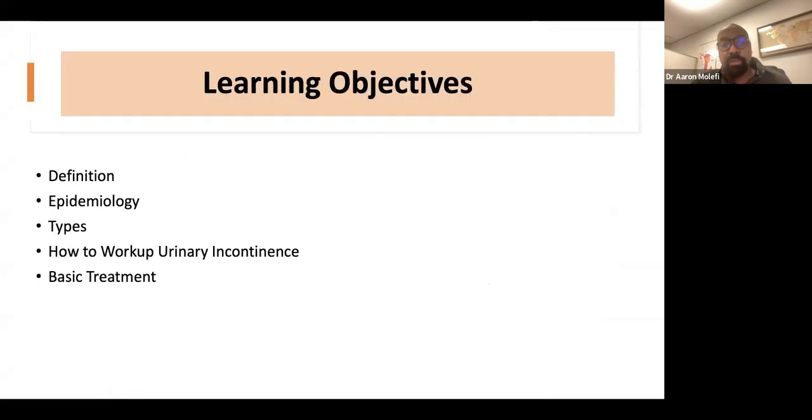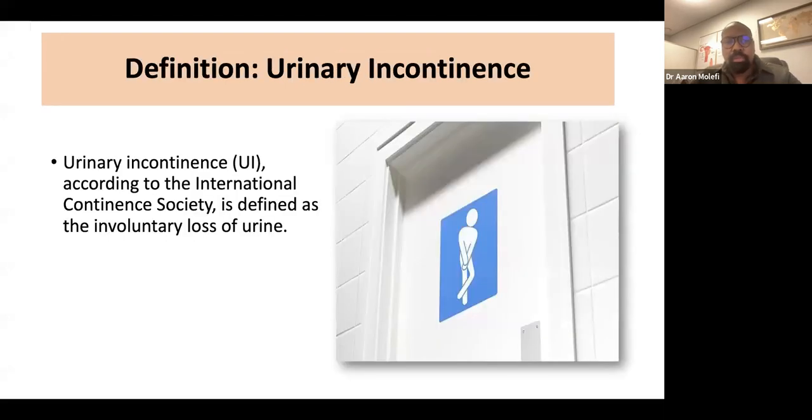So our learning objectives for today, we'll look at the definition of what urinary incontinence is, the epidemiology, different types of urinary incontinence, and a basic workup or how to work up these patients that are having urinary incontinence, right? And we'll also conclude by looking at the basic treatment that entails in terms of treating these patients that are having urinary incontinence.